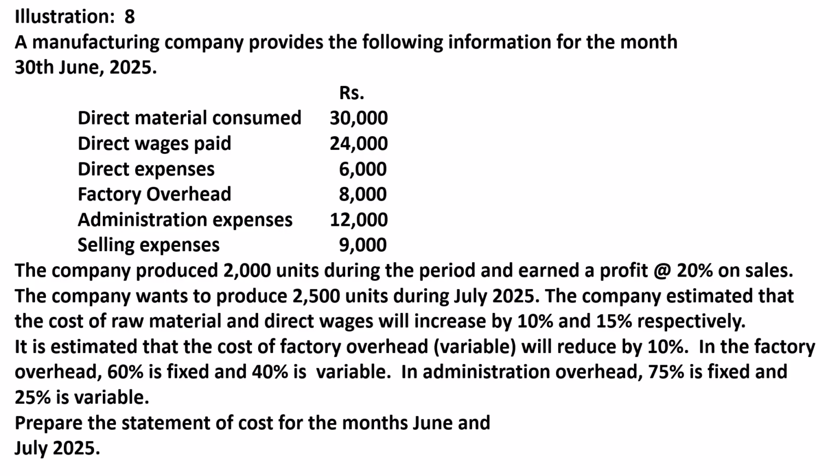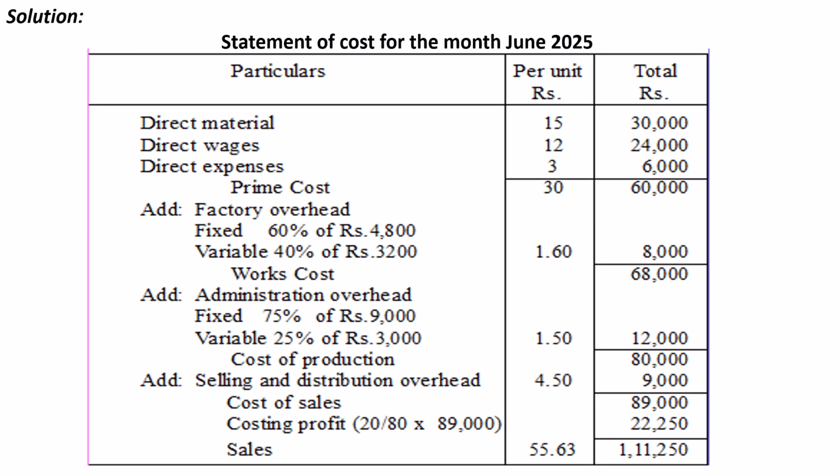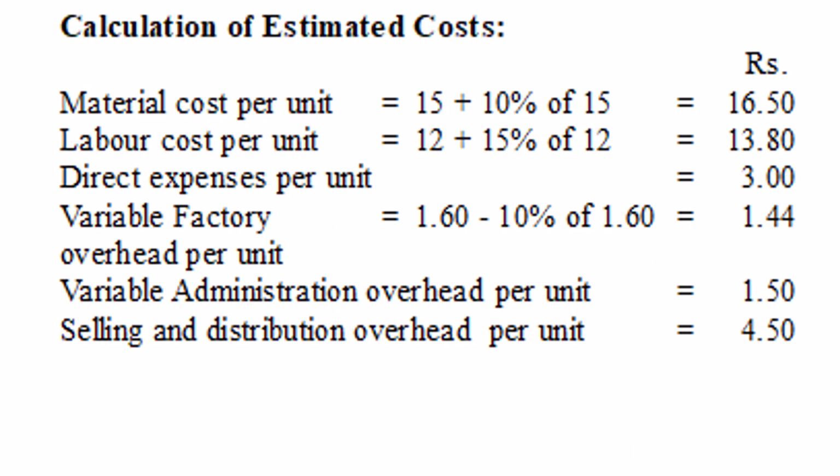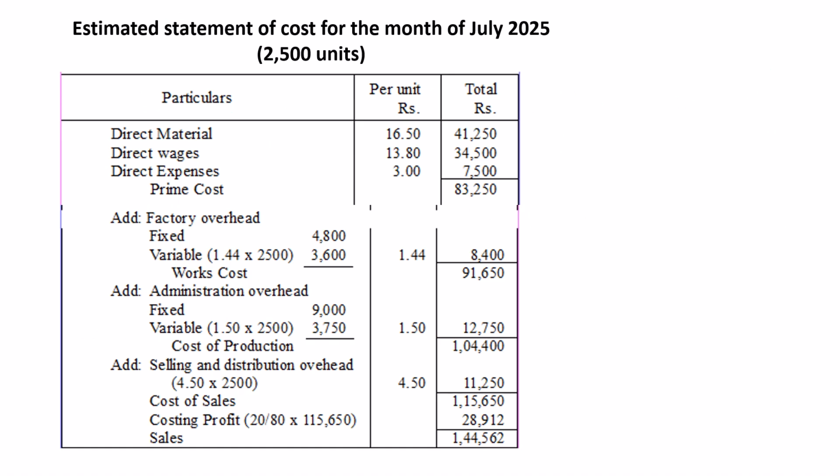Illustration 8. A manufacturing company provides the following information for the month ending the 30th of June 2025. The details are presented here. Solution. Statement of cost for the month of June 2025 is presented here. Calculations of estimated costs are presented here.